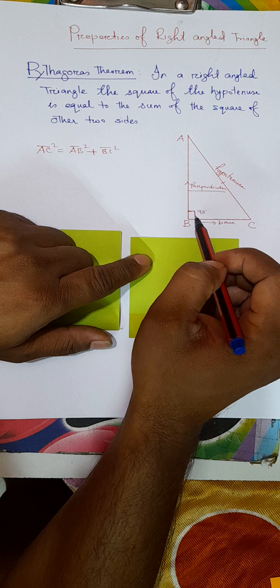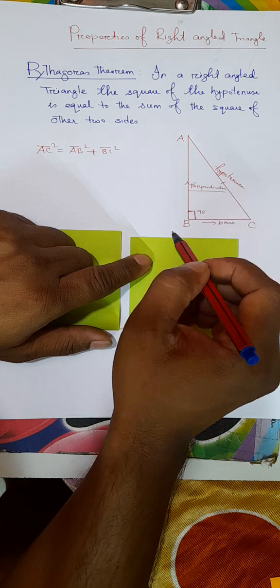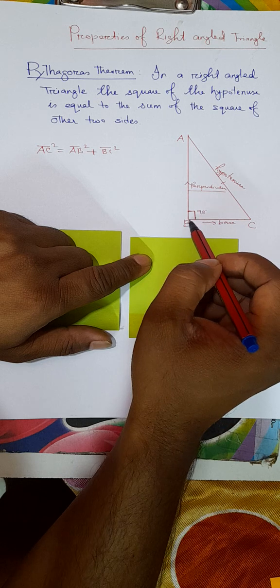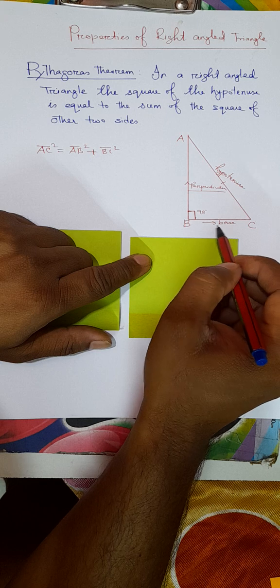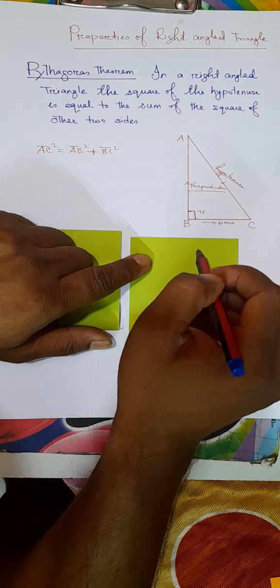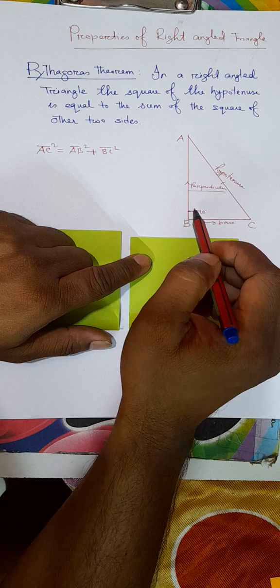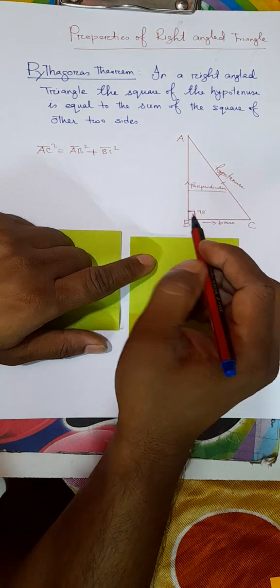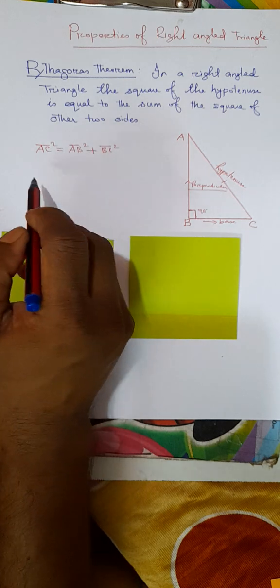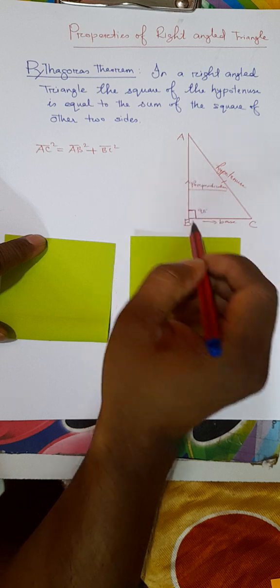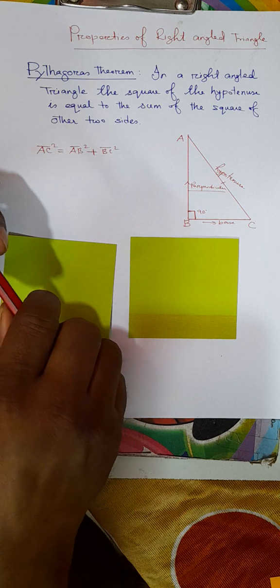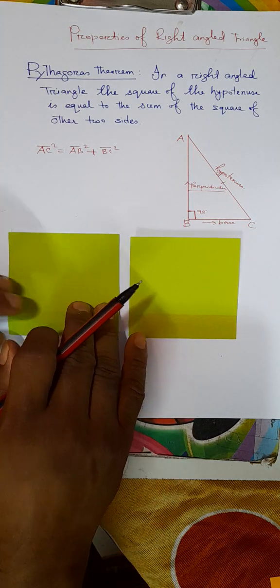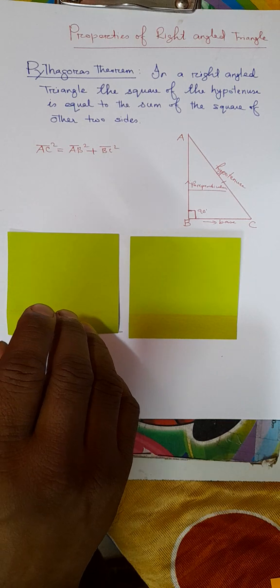Now here the side opposite to right angle is known as hypotenuse, and other two sides, they are perpendicular to each other. We call the side BC as base. It is lower side of the triangle, and this side AB we call it perpendicular, right? Now the Pythagoras theorem says that square of the hypotenuse, means AC square, equal to sum of the square of other two sides, means AB square plus BC square. So we will try to prove this theorem here by paper cutting method.